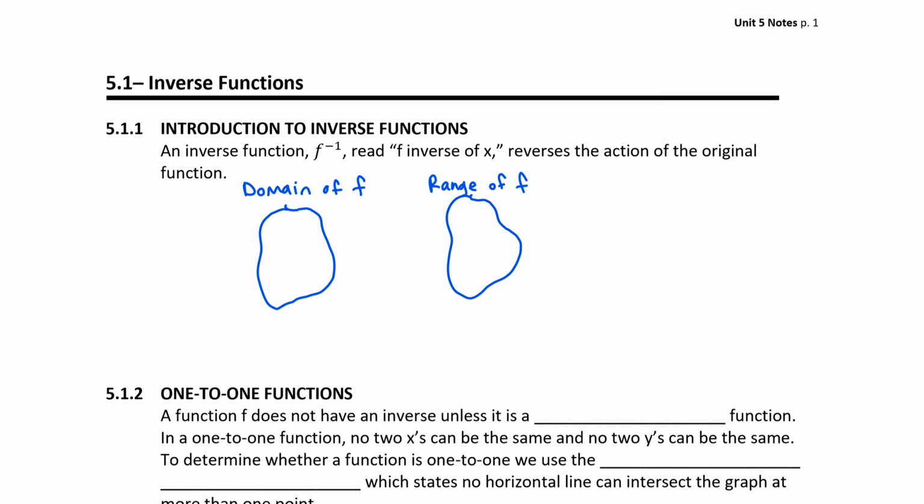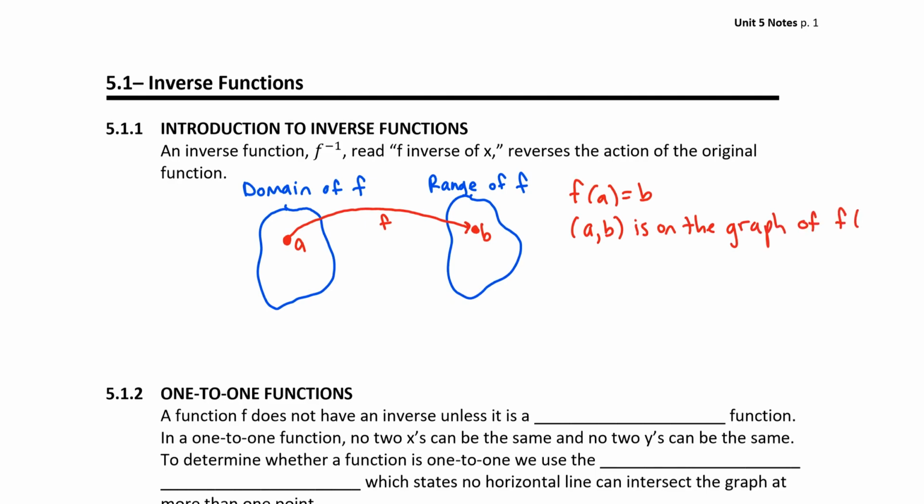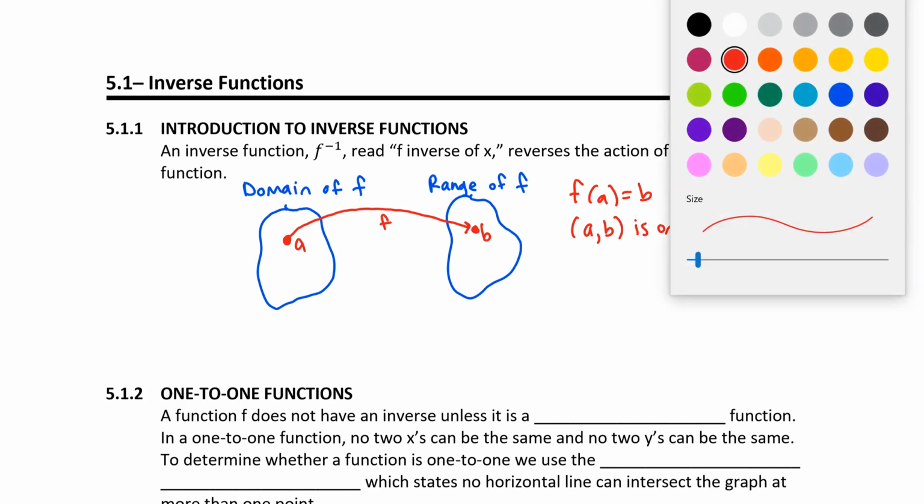So again, the function f takes an input value, we'll call it a, from the domain, applies some sort of operation to that input, we name it f, and pairs it up with some sort of output, which we can call b. We could observe then that f of a equals b. Now, going from function notation to ordered pair notation, this means that the ordered pair (a, b) is on the graph of the function which we're calling f of x. That's not new information. What is new information is an inverse function.